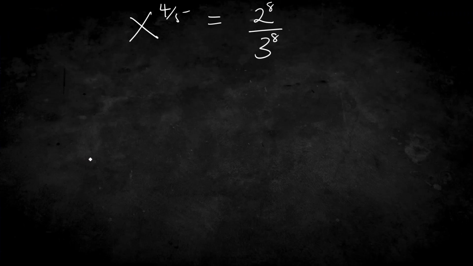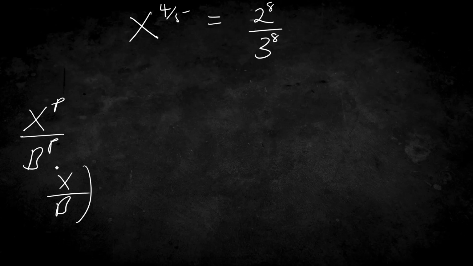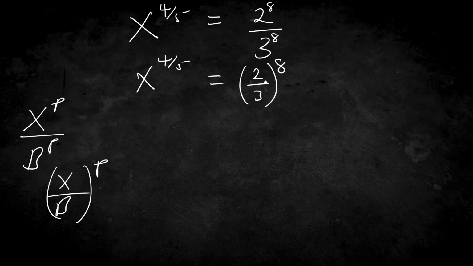All right, let's solve for x here. We are given x raised to 4/5 equals 2^8 over 3^8. Now, x^p over b^p is the same as (x/b) all raised to p. So we have x raised to 4/5, so we have (2/3) raised to 8. Okay, so let's observe them very well.